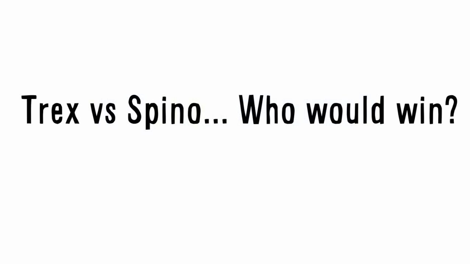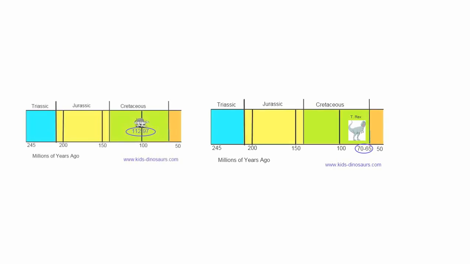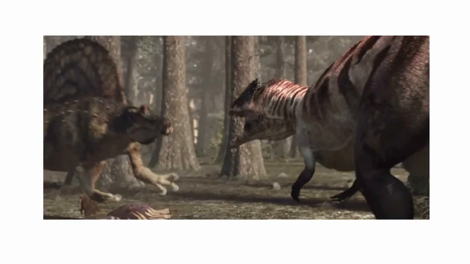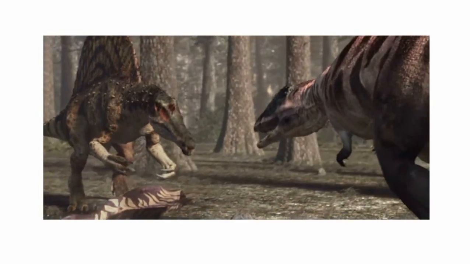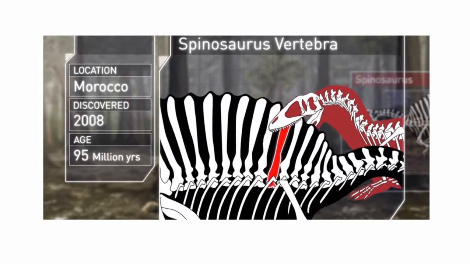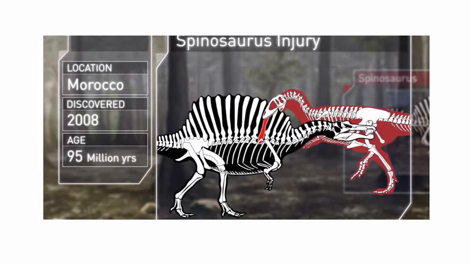But I know what you guys really want to know. T-Rex versus Spinosaurus. Who would really win in a fight? Well, both animals living many million years apart, this would never occur naturally. Although there is some evidence that Spinosaurus did fight with other theropod dinosaurs, such as Carcharodontosaurus, suggested by a broken vertebra found in Morocco. But for the purpose of this video, let's just assume the impossible. Spino and T-Rex meet. What would happen?